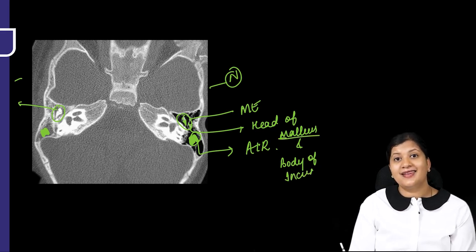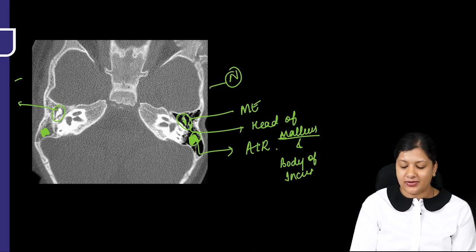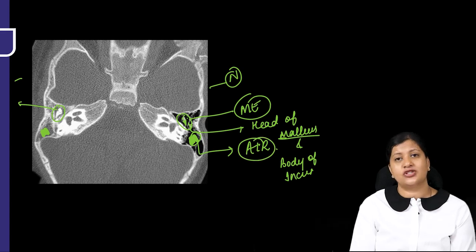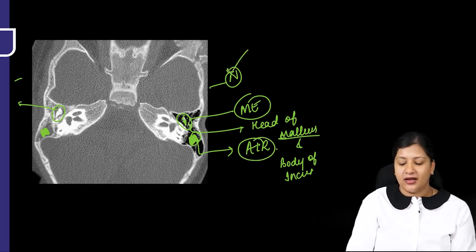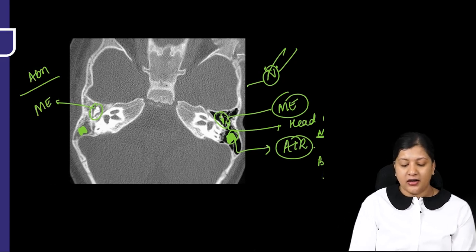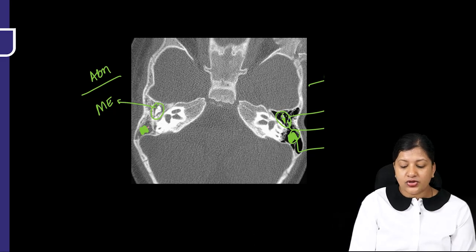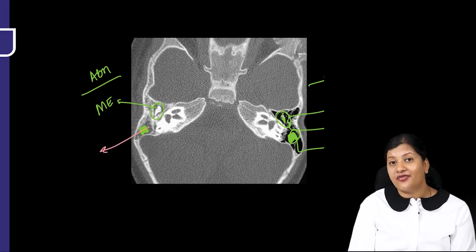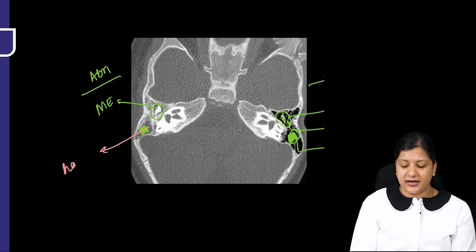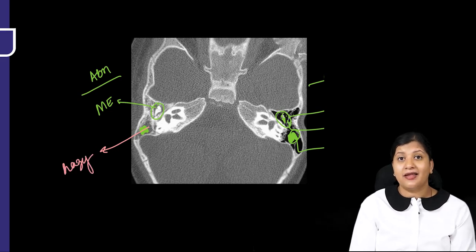So all these structures we are able to see. We are seeing the malleus, we are seeing the incus, we are seeing air-filled pneumatization of the middle ear and air-filled pneumatization of the mastoid, which is why I am saying this side is normal. Now compare it with the opposite side. What is happening to the mastoid of the opposite side? Does it look air-filled and black? No, it is definitely hazy. So there is a disease in the mastoid.